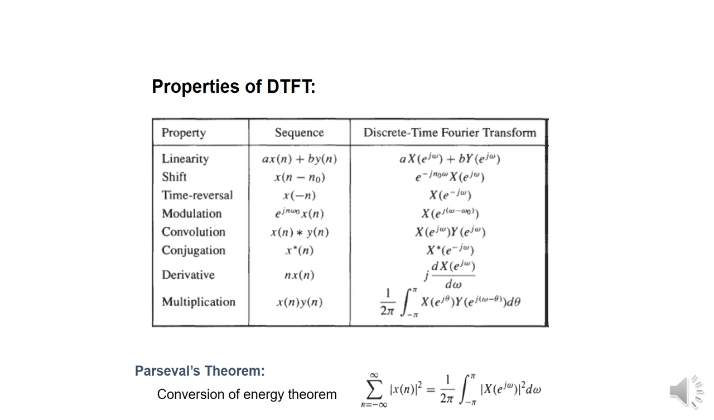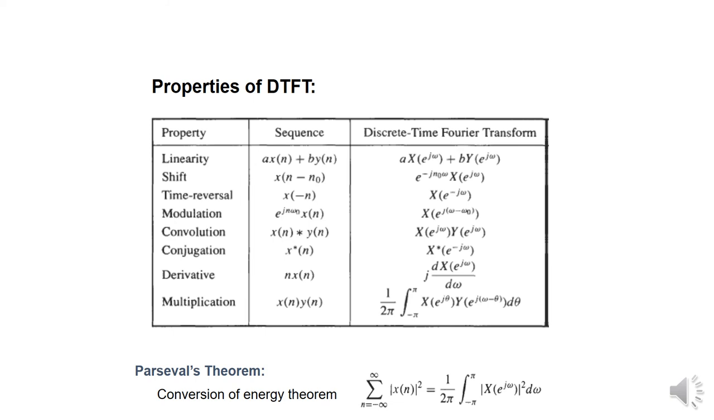Then the next property, x[n] convolution with y[n], will be in the DTFT or frequency domain X(e^jω) multiplied by Y(e^jω), a multiplication, right? Then conjugation of x[n] will be a conjugation in the DTFT domain, right? Then the derivative, that means n times x[n]. You can find it as given in the equation: differentiate your DTFT domain value by ω, then multiply it by j, right? So that's what it says.